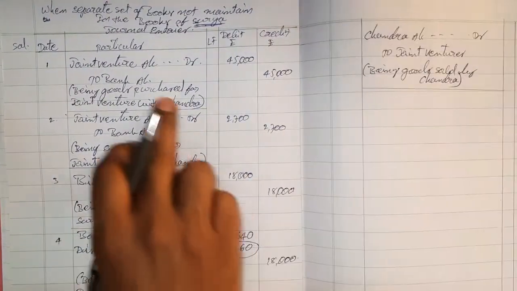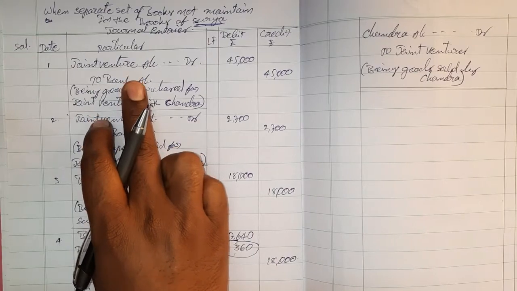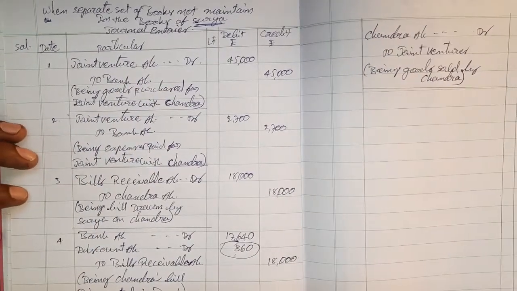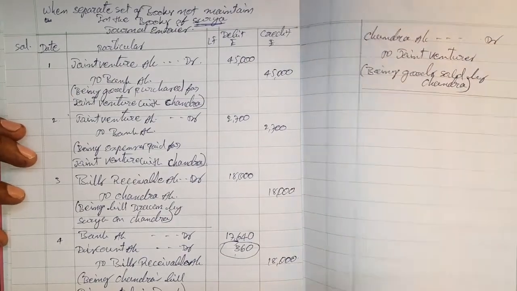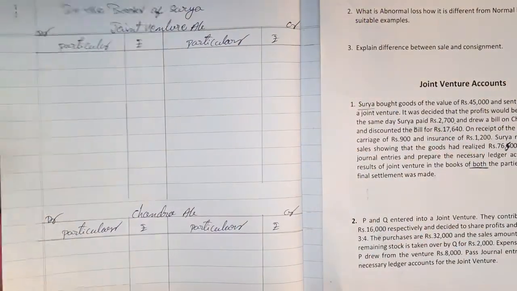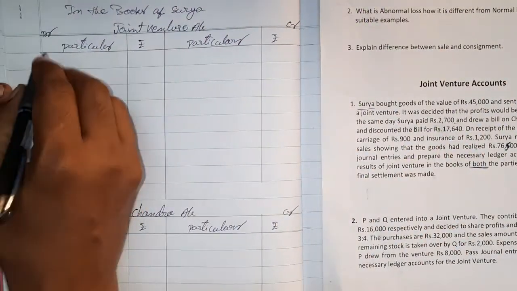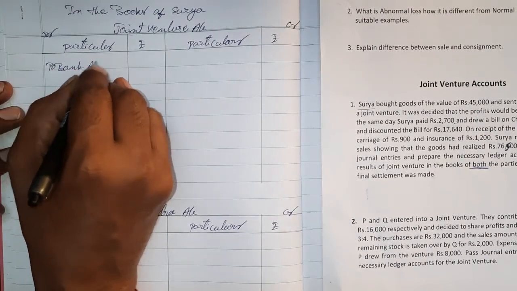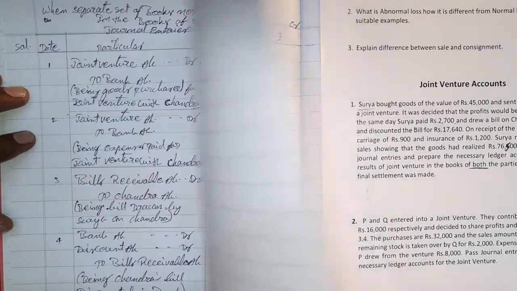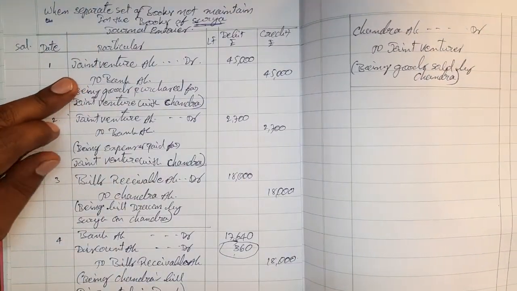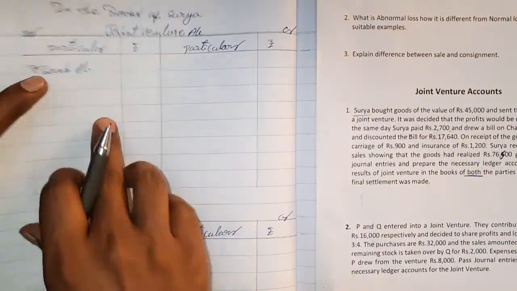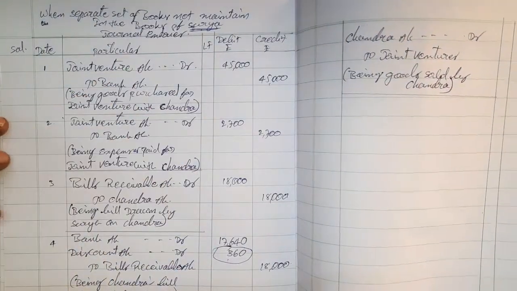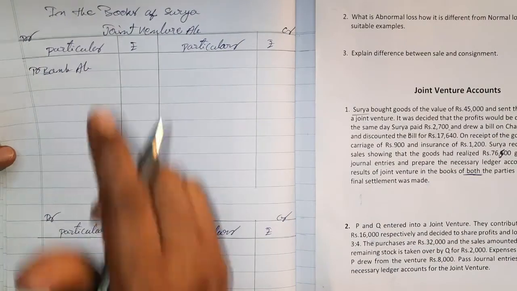So see once. First one, joint venture account debit to bank account. So you go to the joint venture account and write on the debit side, to bank account, because joint venture account is on the debit side in this entry. So you also write on the debit side in the ledger. What is the amount? 45,000.